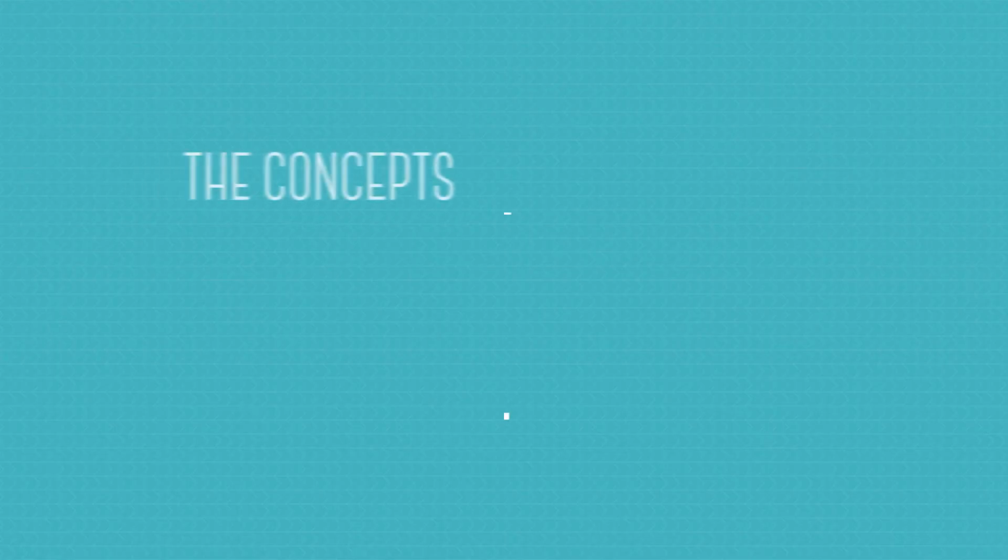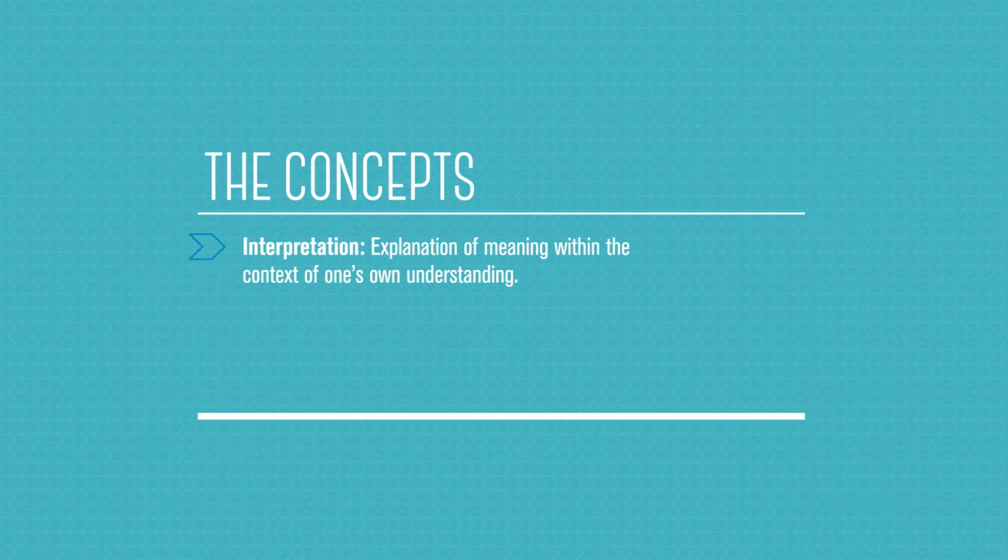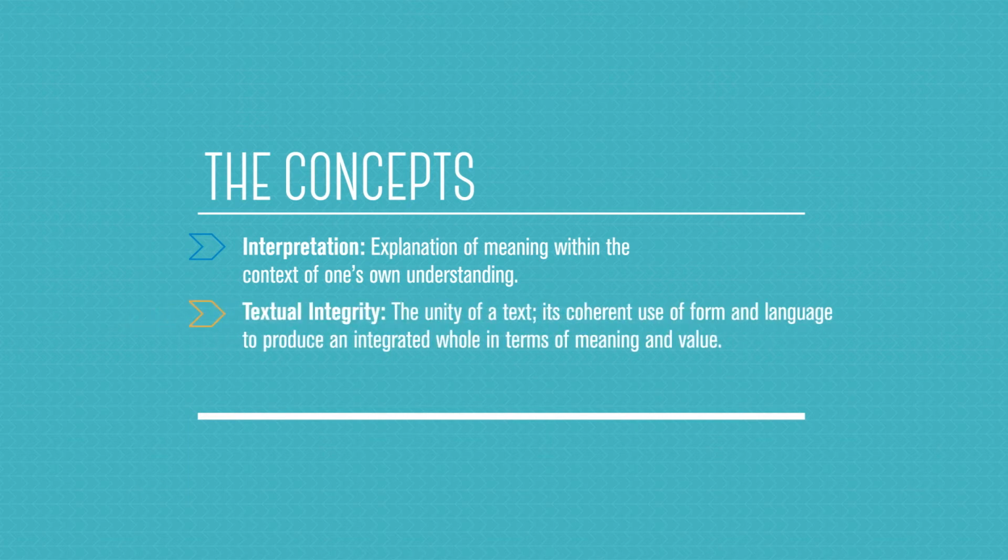So what are the concepts? Firstly, interpretation. It's the explanation of meaning within the context of one's understanding. Textual integrity. This means does the whole text work coherently? Is it a cohesive, integrated piece? Why do you think the Board of Studies chose these texts? The texts are canonical. These are valued texts. So these are texts that have integrity. We know that from the start. And lastly, as I said earlier, construction. Form, structure and language all working together.